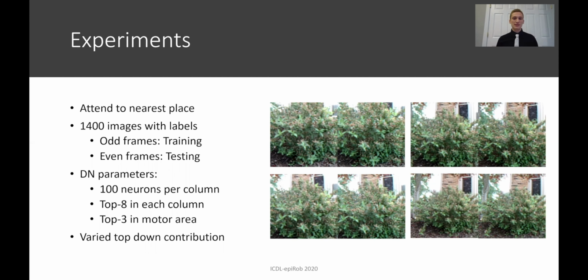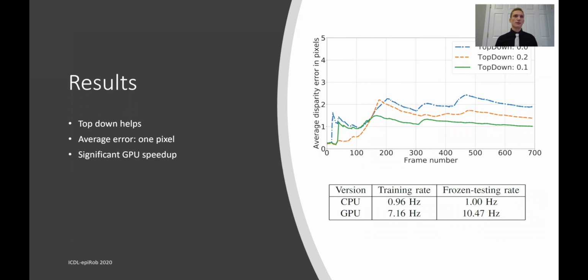We ran the same set of tests on the GPU version to make sure the results matched and to test the speed difference. When we ran our experiment, we found that top-down helps, but too much actually hurts the performance accuracy. The best top-down weight seemed to be 0.1, which achieved an average error of 1 pixel.